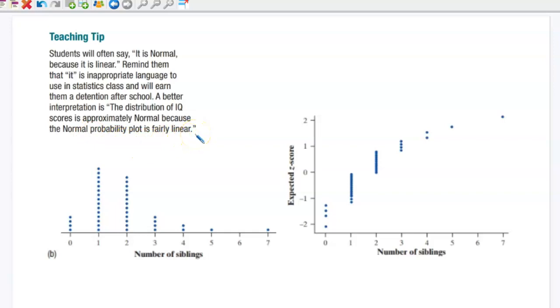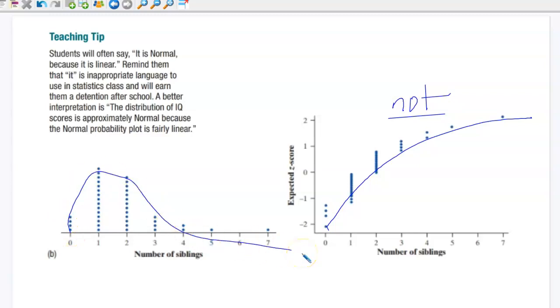This is an example, this is number of siblings data. Do you see how this is kind of curved here? If I put a linear graph on this normal probability plot, it doesn't look straight. It looks curved, non-linear. So in this case, this would not be a normal distribution. And doesn't that look skewed right? You can kind of tell, but the normal probability plot would tell you that. So if it's skewed right, it'll have a curved look to this typically.